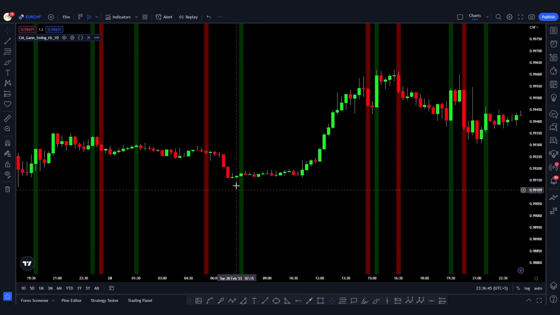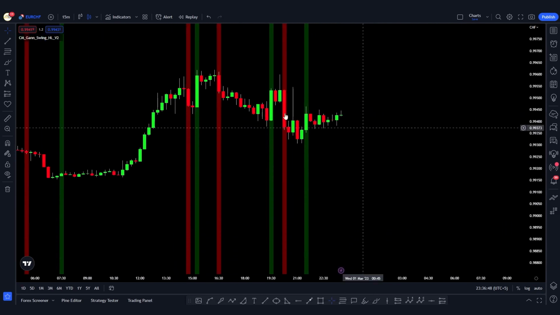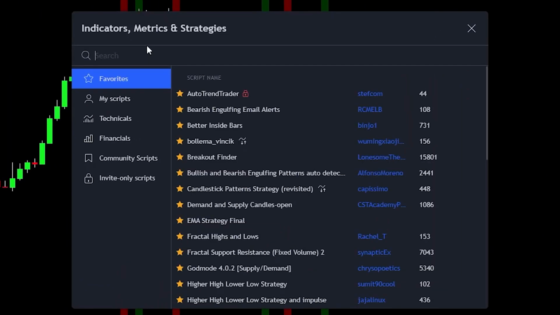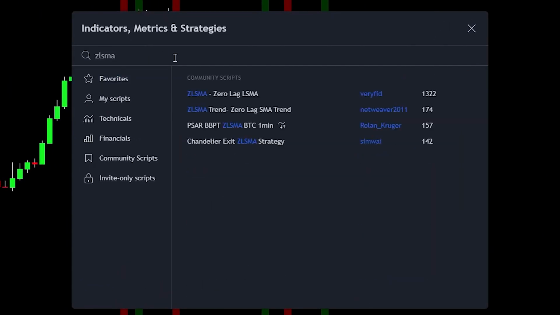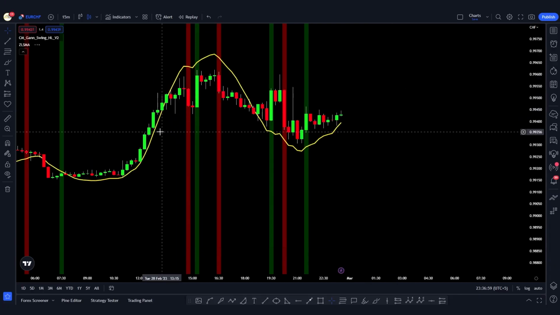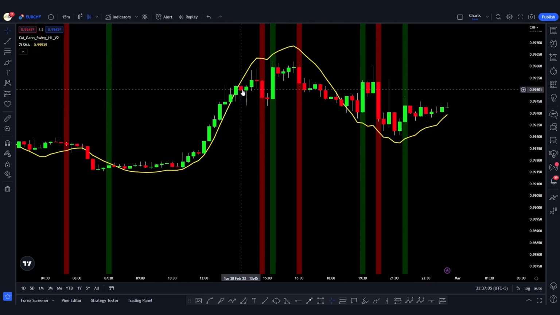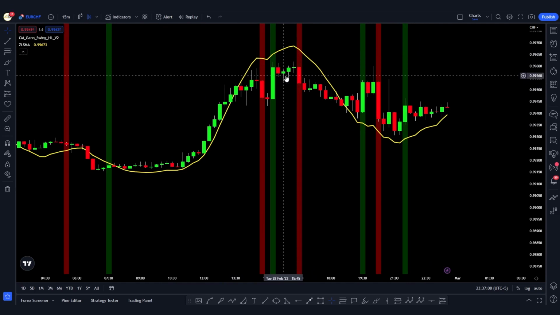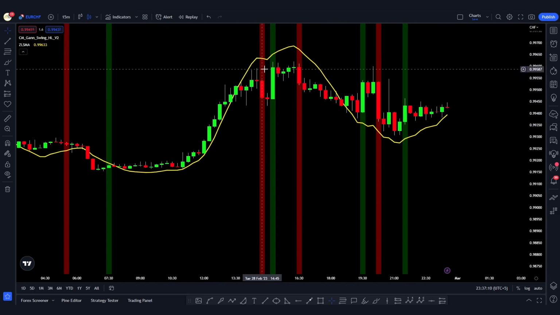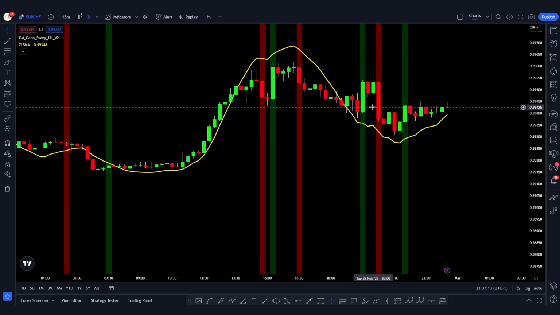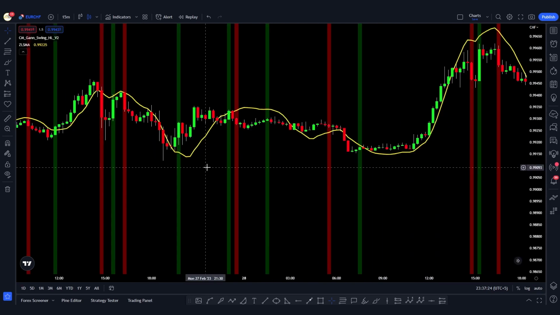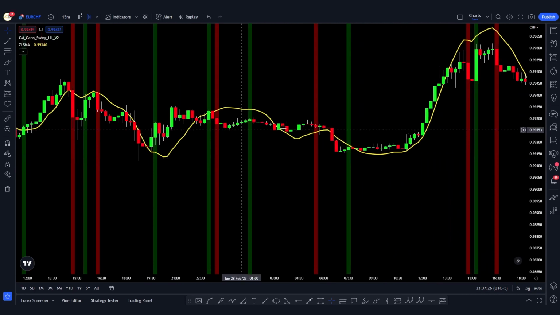And also, in order to increase the probability of this indicator, we can use it with a ZLSMA indicator. This Zero Lag LSMA indicator by Veripid works very perfectly with this indicator, and we can avoid a lot of false signals. For example, here you can see that when the price is below this ZLSMA line, that would mean that the buyers are not in control, so we will not take any long positions. And whenever the price action is above this ZLSMA line, we will not take any short trades. So using this ZLSMA indicator, we can avoid a lot of false signals given by this indicator.